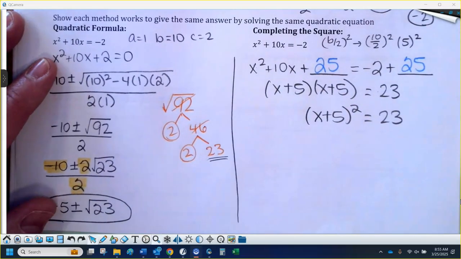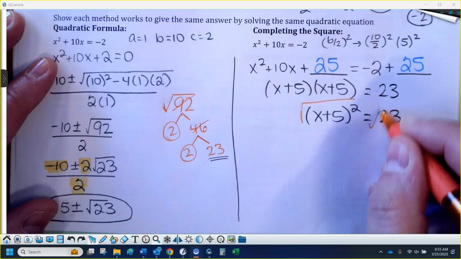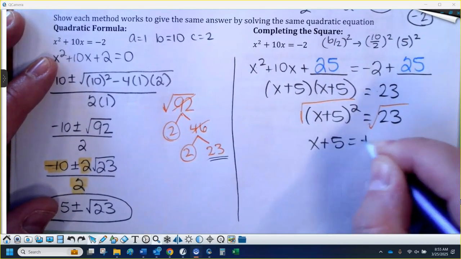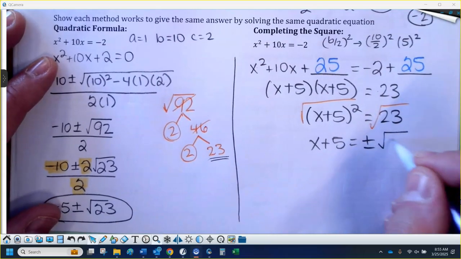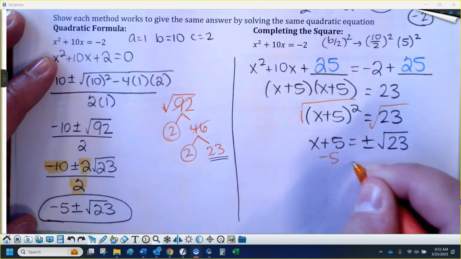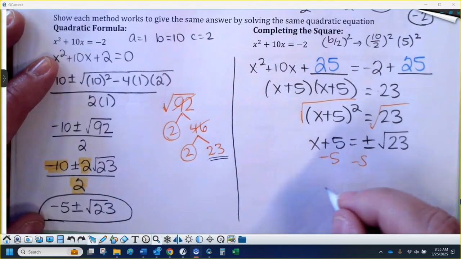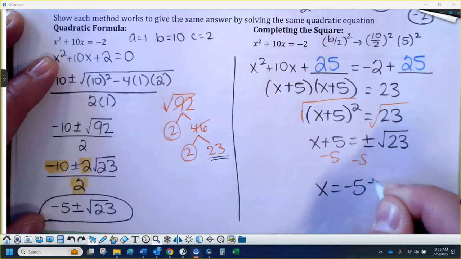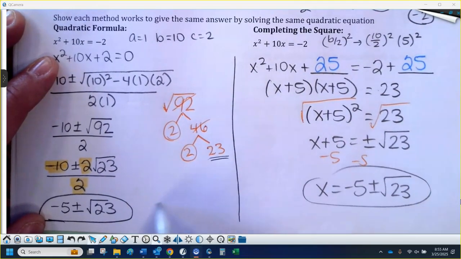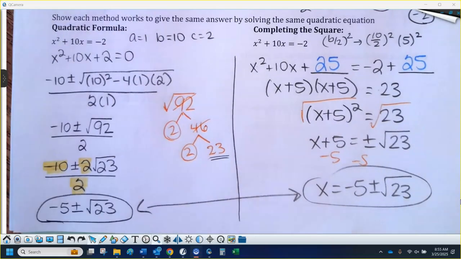And then we've got to do 2 steps to solve this. I'm going to take a square root, and so I'd have x plus 5 equals plus or minus, since we introduced the square root of 23. And then I'm just going to move the 5 real quick to get x alone, so I'm going to subtract that. And then you guys are going to see right here and now, isn't that identical to what we just had? It's just a different way to do it.